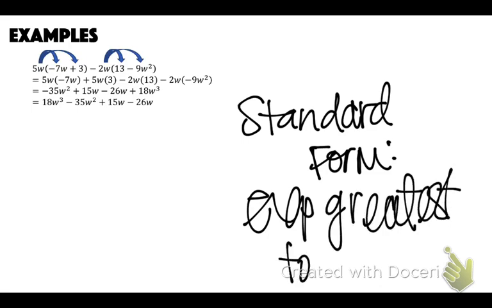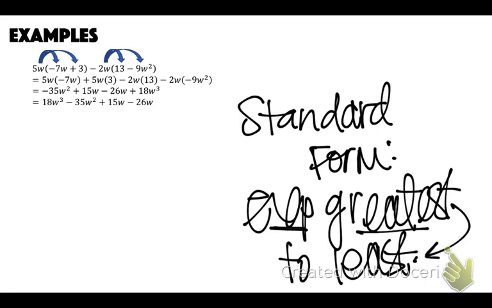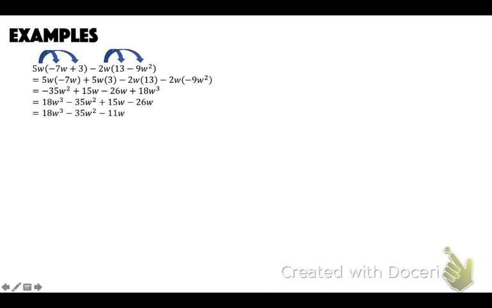Greatest to least. Sorry, I should have paused it while she went on that, but let's make it feel like school, right? So standard form means exponents go from greatest to least. Okay, 3, 2, 1, 1. Then we can combine these two. So when we combine those, we end up getting negative 11w. Pretty neat. Let's go through this one a little bit quicker.